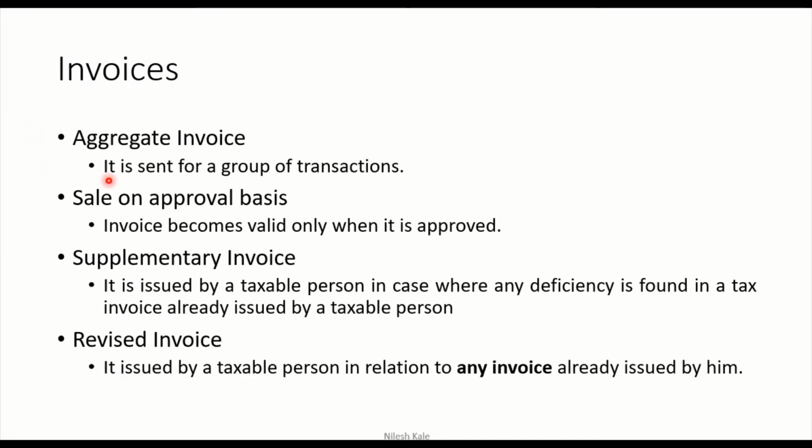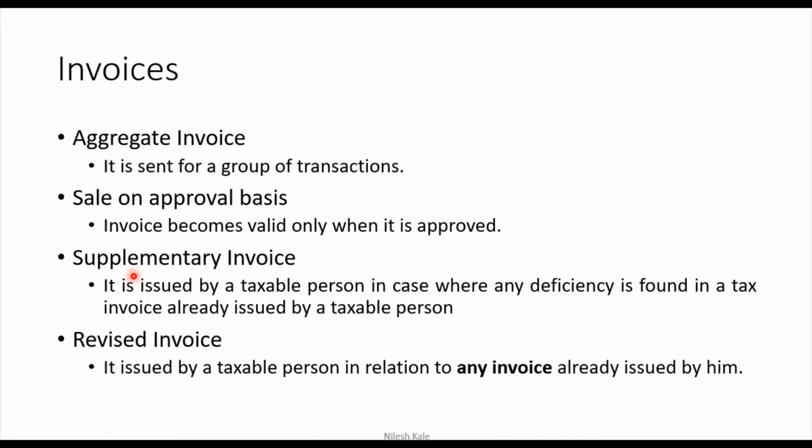This one sentence is enough to say what this is. Aggregate invoice means it is sent for a group of transactions. There can be one transaction, 10 transactions, 100 transactions at a go, and therefore we can have only one invoice, that is called an aggregate invoice. And there can be supplementary invoices added to this aggregate invoice. Supplementary is as good as a supplement added to the main invoice.